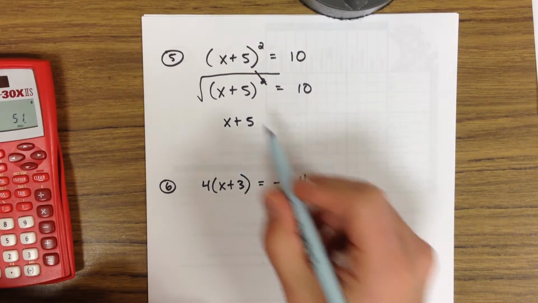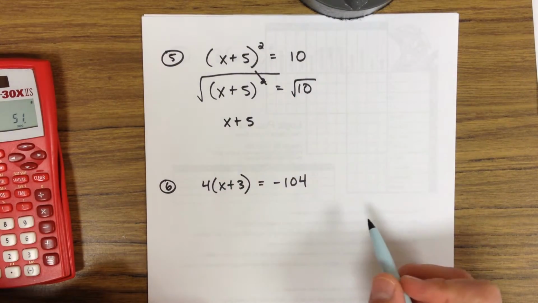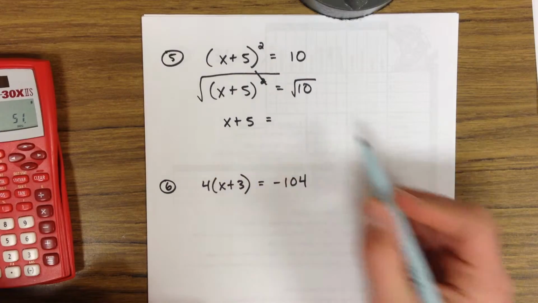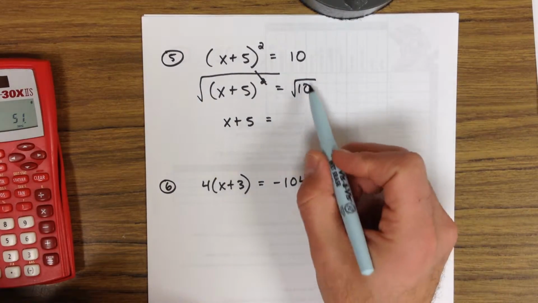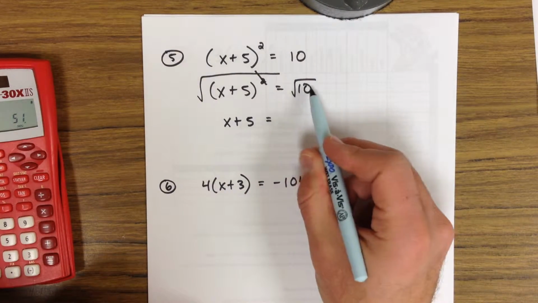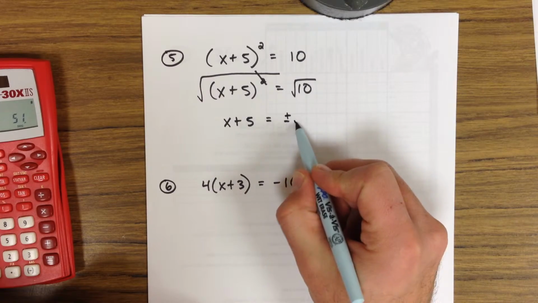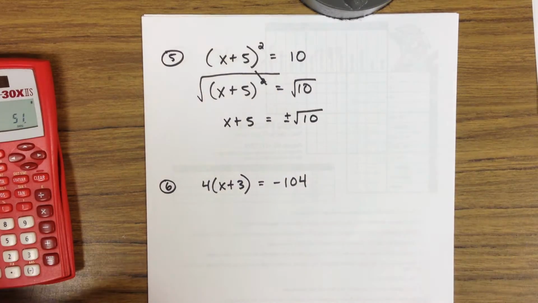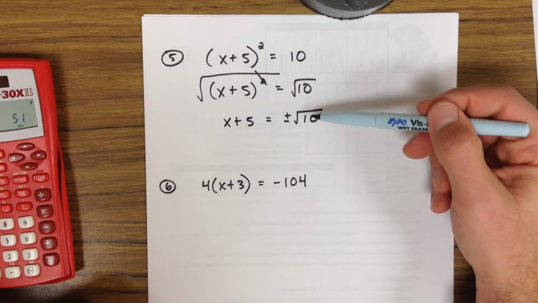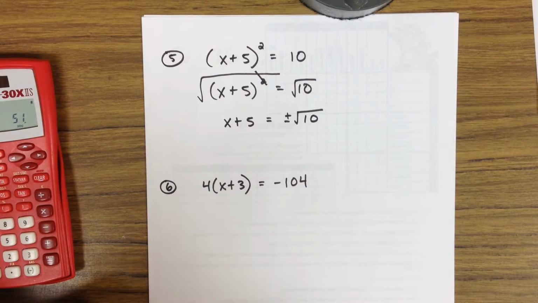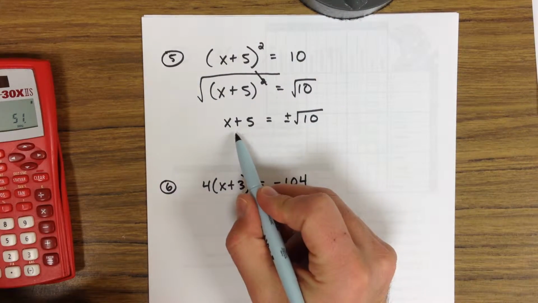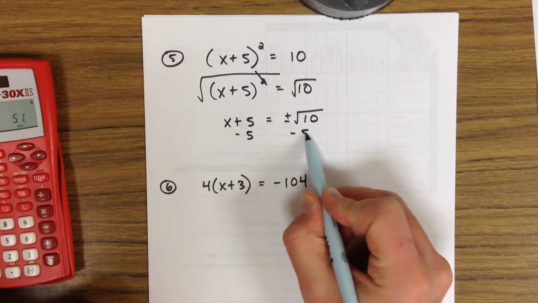Now, whatever I do to one side, I have to do to the other. Now, you have to be extremely careful here because when I take the square root of 10, I want the positive and the negative root of 10. And you need to write that down in this step. Because the very next step is to subtract 5 from both sides.